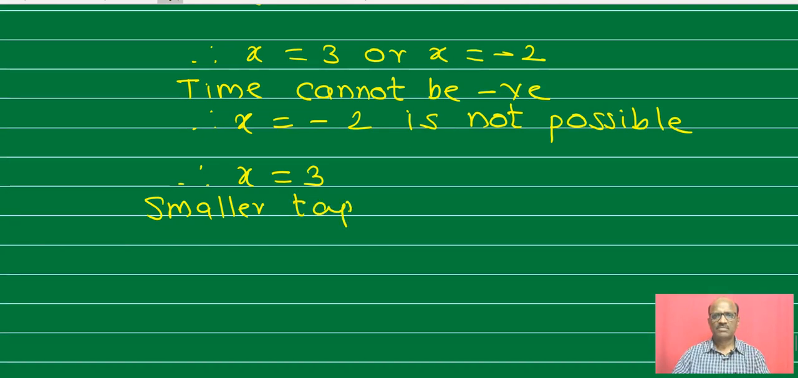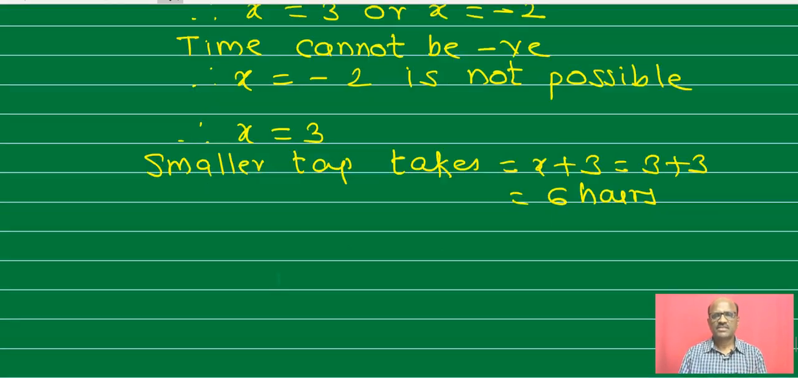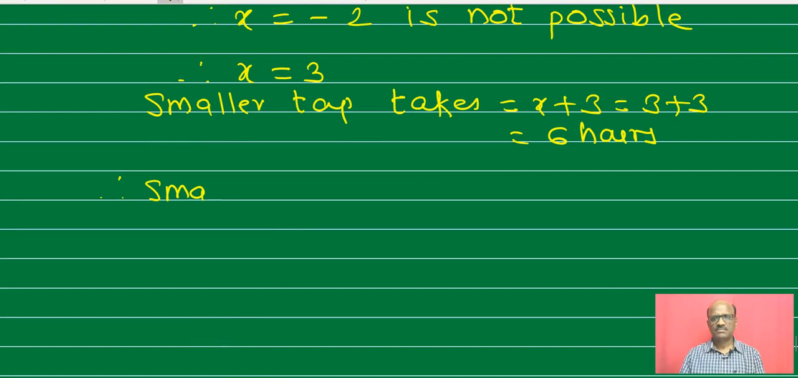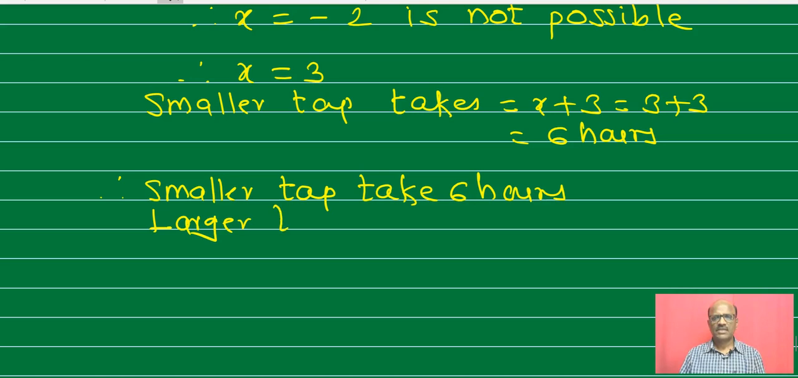And that's why the smaller tap takes x plus 3, that is 3 plus 3 is equals to 6 hours, and bigger tap takes x is equals to 3 hours. Smaller tap takes 6 hours and the larger tap takes 3 hours.